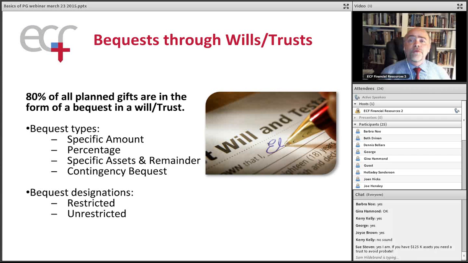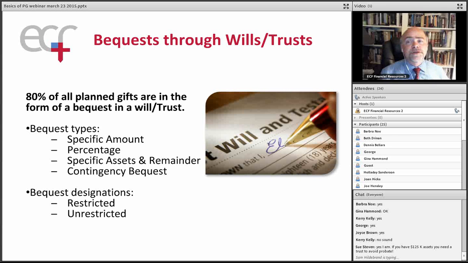An extra note, though, is that if someone did not put a specific bequest in their will or trust to you, you will not receive anything from that will or trust. You need to have it in it. So that is important to encourage people to consider adding you as a beneficiary. Now, that is done typically through a bequest, and there are different types of bequests.